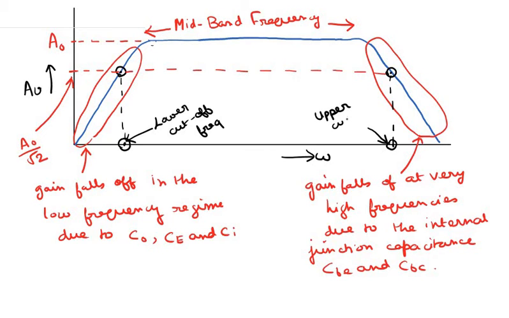So upper cutoff frequency, and then the difference between the lower cutoff frequency and the upper cutoff frequency is known as the bandwidth of the transistor amplifier. So this difference, or this range of frequency, is known as the bandwidth of the amplifier.